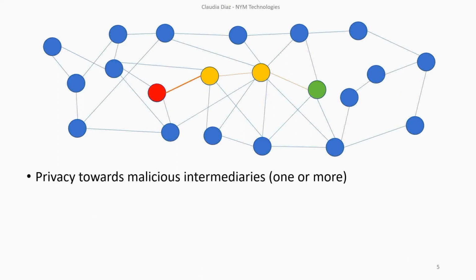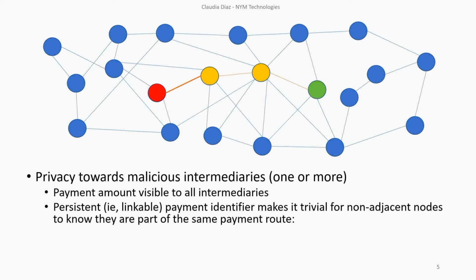What about malicious intermediaries? It can be one or more of these orange nodes. So the payment amounts are visible to them, minus fees. And they also get to see a persistent linkable payment identifier. So that means that even if they are not adjacent in the route, they are able to tell that they're in the same payment route. So that's not so good.